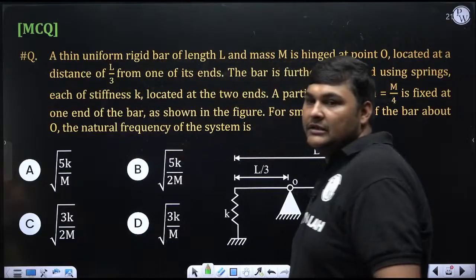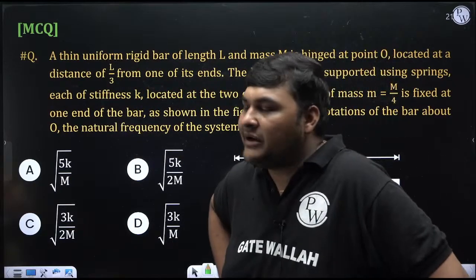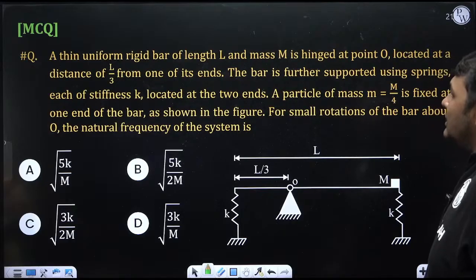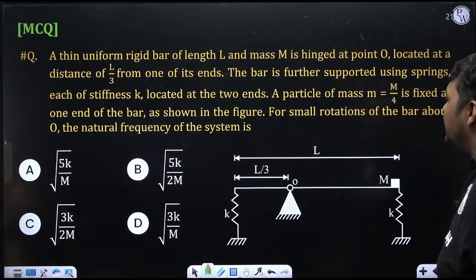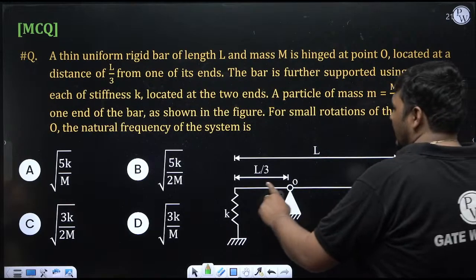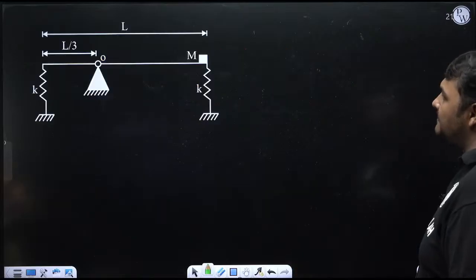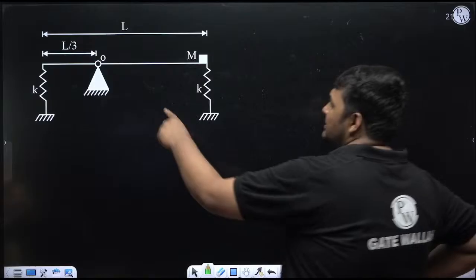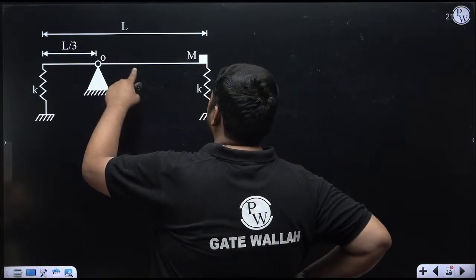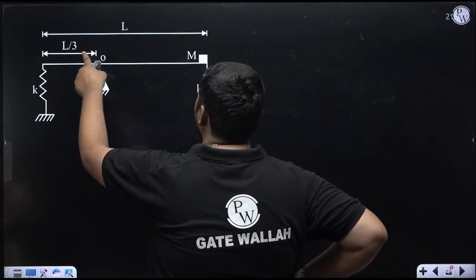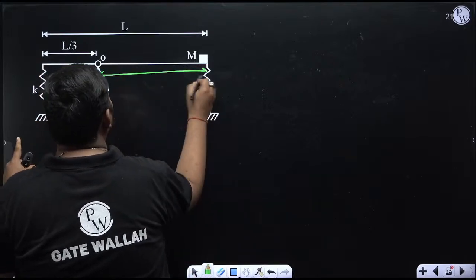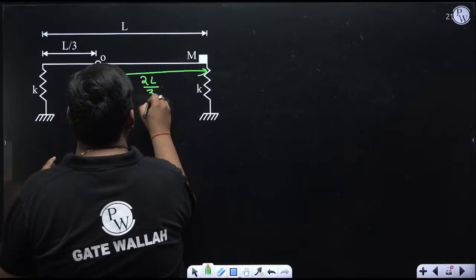See, this is a multiple choice question. What is this question saying? This is a very good question. A thin uniform rigid rod of length capital L, the length of this rod is capital L, and mass capital M is hinged at O. It is hinged at this location. From this point, its distance is L by 3. Total is L, it is L by 3. So definitely this distance will be L minus L by 3, that is 2L by 3. Good.